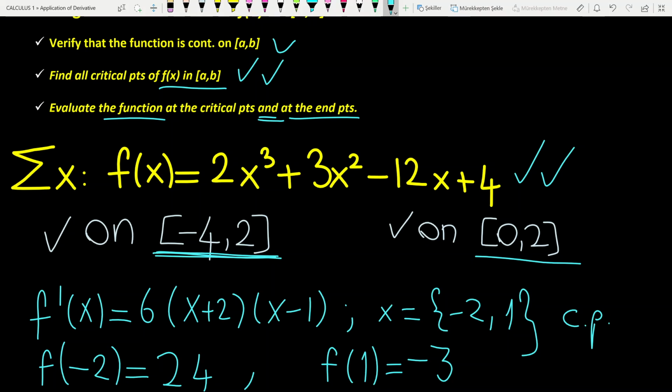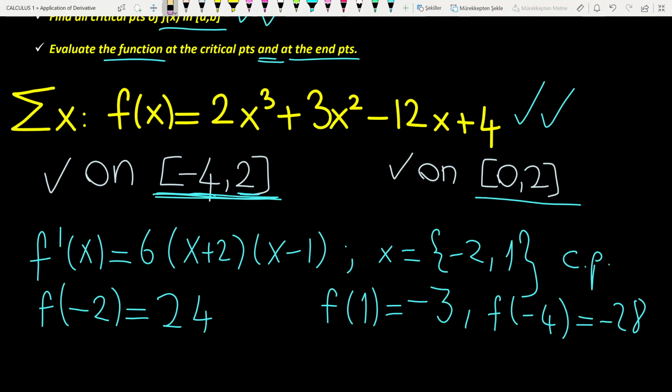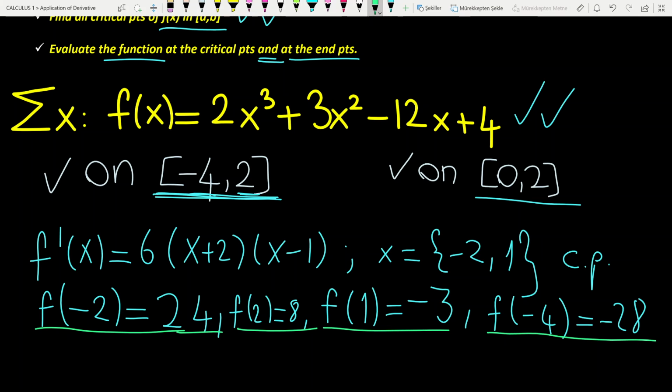We also need f of minus 4, since it is an endpoint, this is minus 28, and finally f of 2, the other endpoint, f of 2 is equal to 8. Okay, so we have the values 24, 8, minus 3, and minus 28.